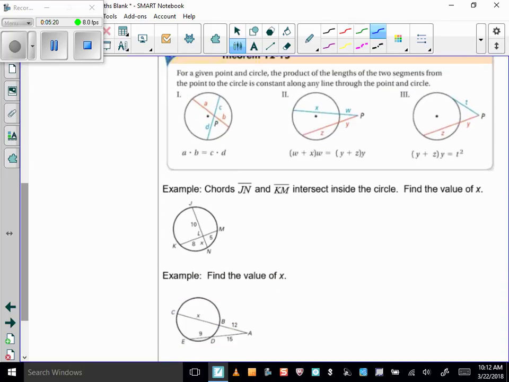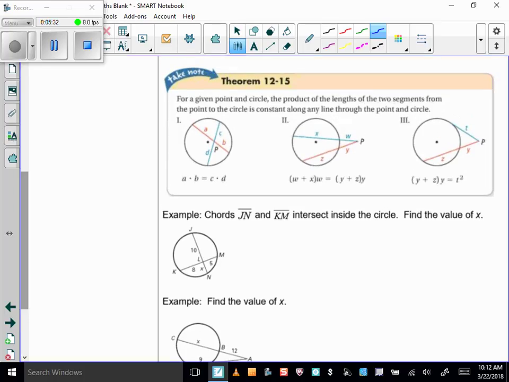Okay, some more theorems. Now we're moving on from angle measures to segment lengths. So we got a theorem here, and it might not make much sense when we read the words, but I promise we'll make it make sense. The theorem says, for a given point and circle, the product of the lengths of the two segments from the point to the circle is constant along any line through the point and circle.